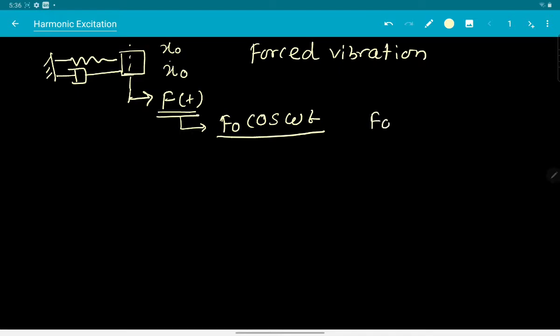You can obviously say f0 sine omega t, or f1 cosine omega t plus f2 sine omega t, any of these forms. Okay, so we'll start with this one. If this is the force applied onto this mass, then what would be the response of the mass to this external forcing together with these two initial conditions which you have prescribed?